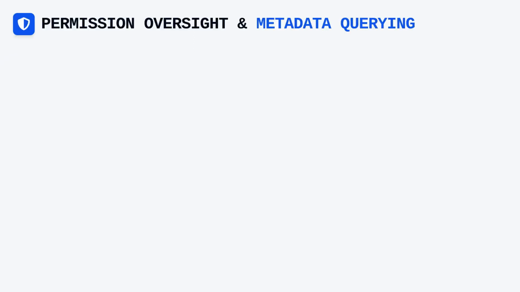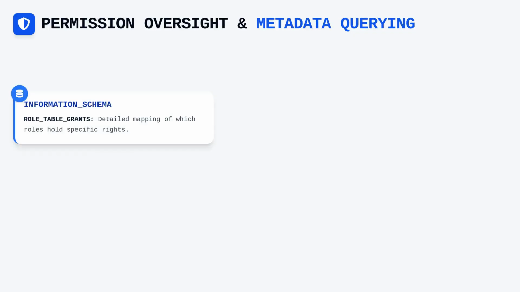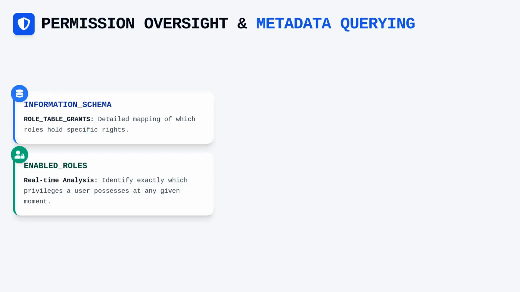Maintaining oversight of complex permission structures requires us to query the system metadata effectively. The information schema Role Table Grants table provides a detailed map of which roles hold what rights, while the Enabled Roles view helps you identify which privileges a user possesses at any given moment. By inspecting these views, we can verify that the principle of least privilege is strictly enforced and that no user has cumulative access exceeding their technical requirements.